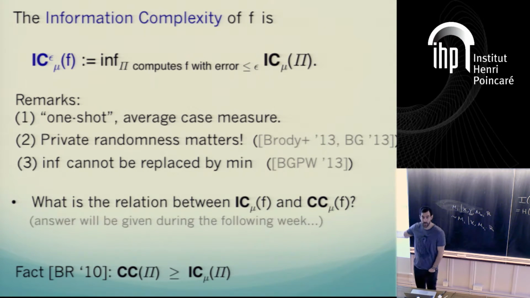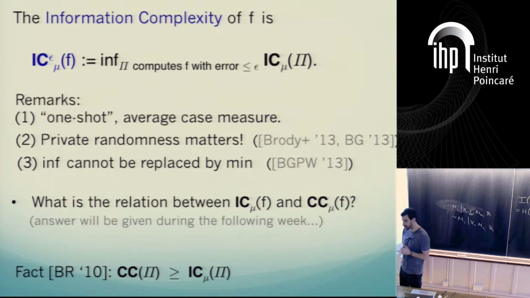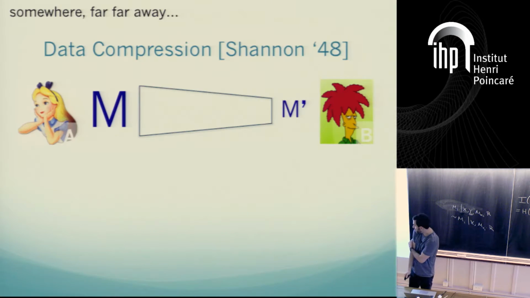Nevertheless, one direction of this relation is actually very easy. It's easy to see that the communication cost is always an upper bound on the information cost of any function. In fact, this holds pointwise for any protocol. The reason is very simple: 1 bit of communication can never reveal more than 1 bit of information. So one direction is clear. How about the other direction?